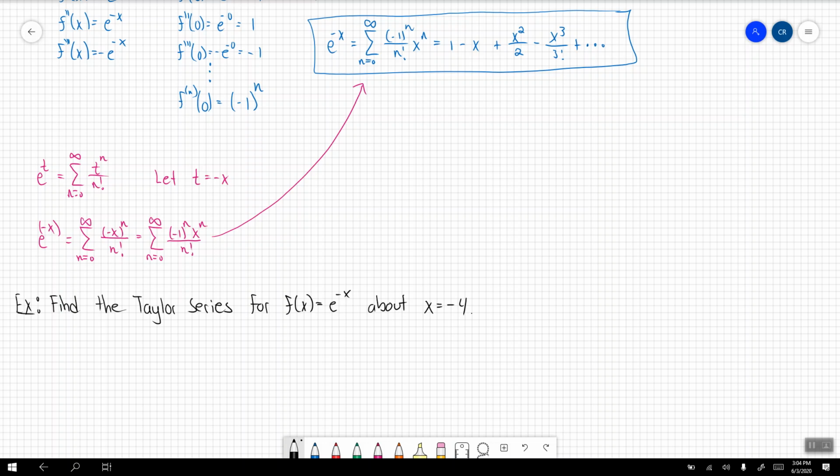So let's go through now and let's start extracting, see if we could find the derivatives for this function. That way we can make that conclusion of these are the coefficients that we're looking for.